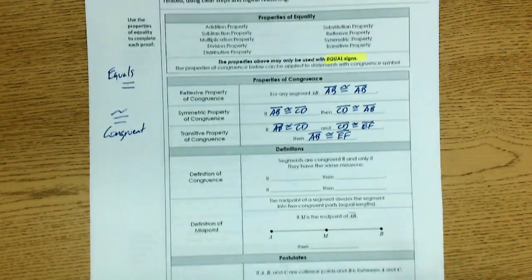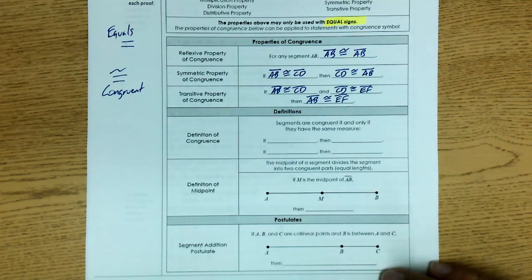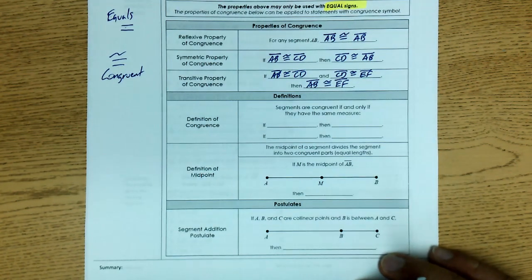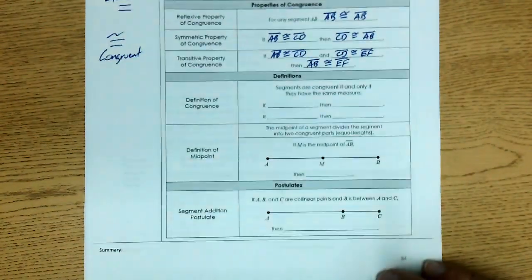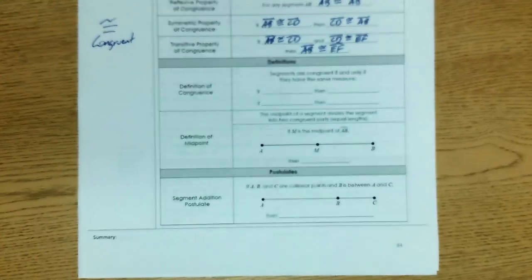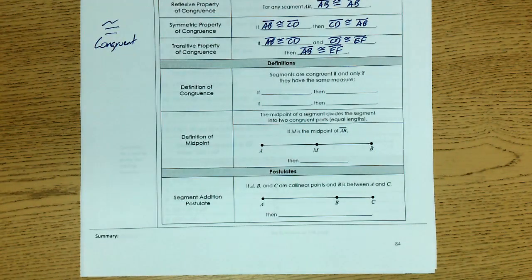All right. 2 more quick definitions. And our first postulate that really you've already gone over here, so we're just going to go through that quickly. All right, so definition of congruence. Okay? Segments are congruent if and only if they have the same measure.